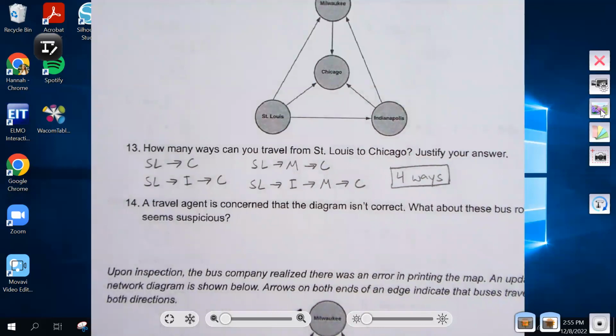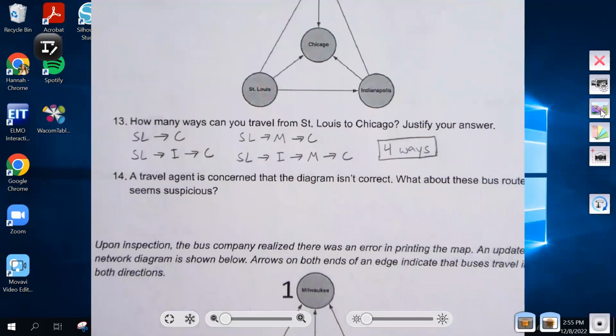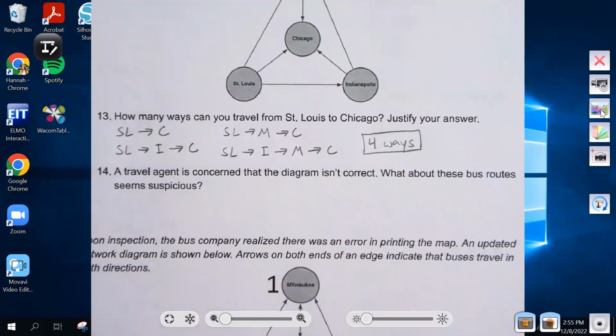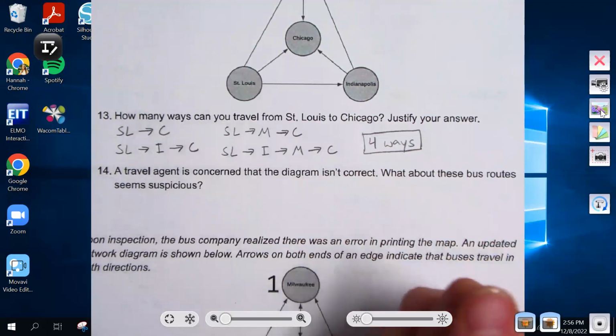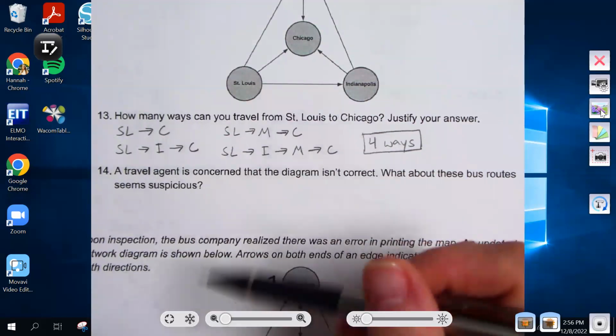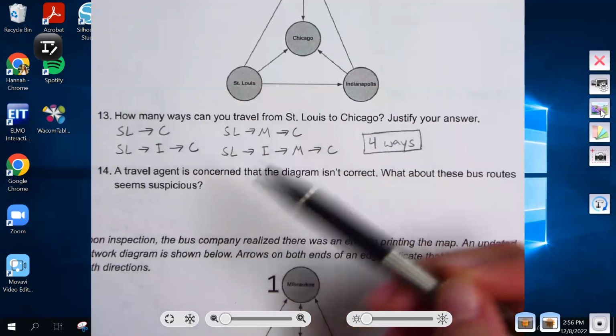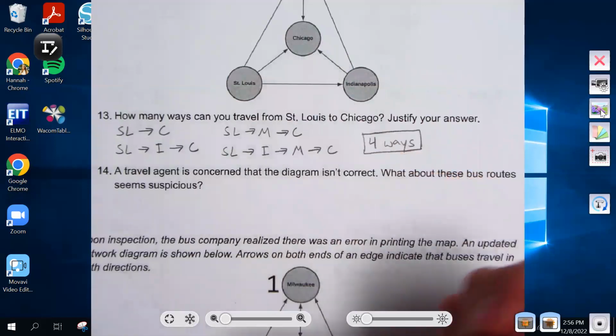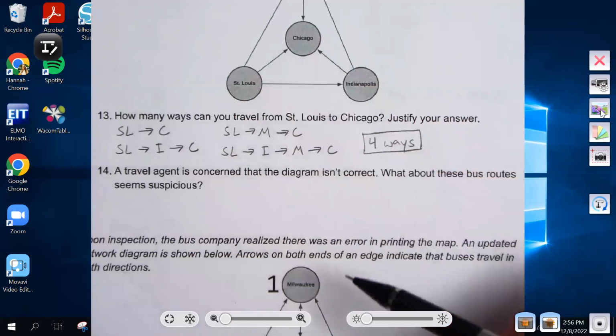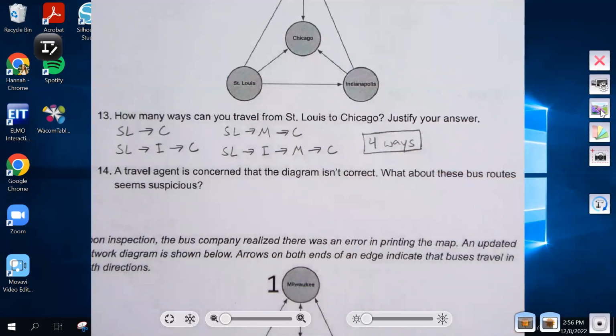So number 14 says a travel agent is concerned that the diagram isn't correct. What about these bus routes seems suspicious? So my answers are, after you leave St. Louis, you can't get back. There's no routes going into St. Louis. Also, once you get into Chicago, you cannot leave because there are no routes going out of Chicago. Those are the 2 things I noticed. Did anybody else notice anything different than those 2 things?